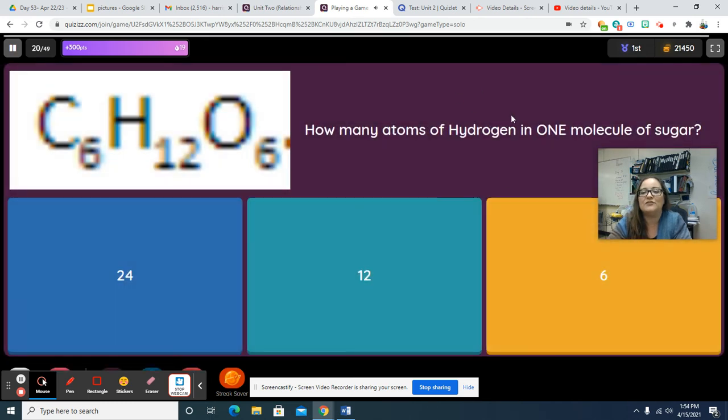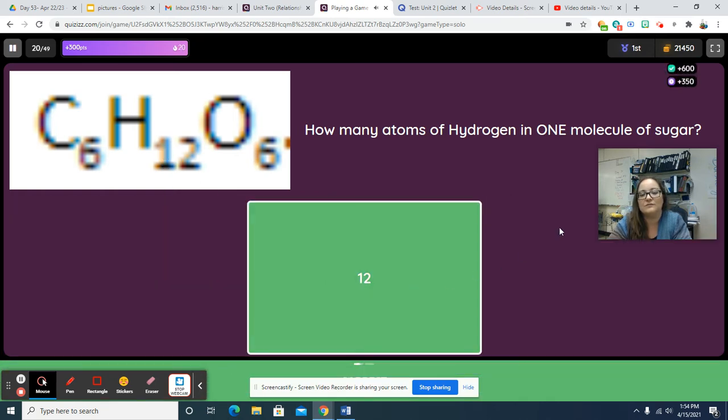How many atoms of hydrogen in 1 molecule of sugar? So here we don't have a coefficient, so we're just going to look at this number to figure out how many hydrogens we have. So the subscript there with the hydrogen is 12.